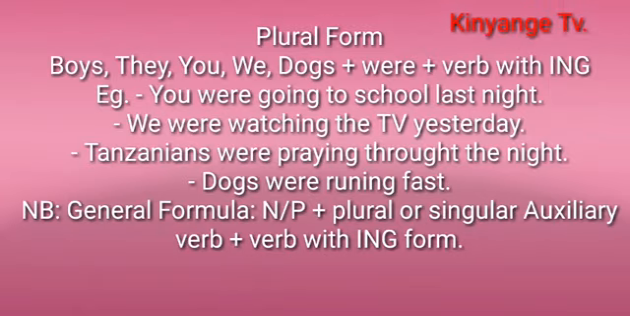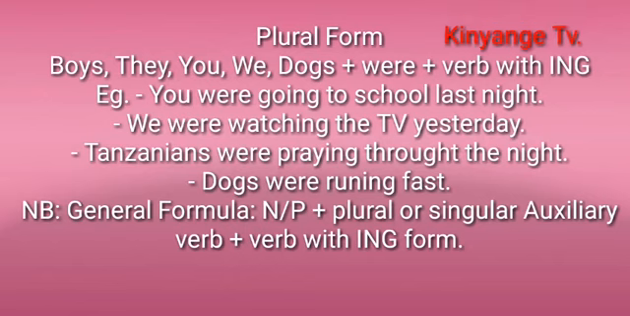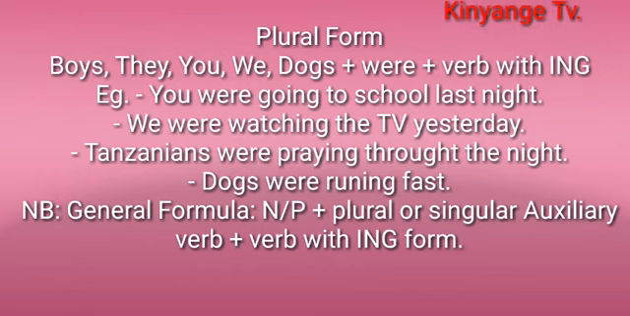Let us see now the plural form. The words boys, they, you, we, dogs, plus the auxiliary verb were, plus the verb with the ing form. For example, you were going to school last night. We were watching the TV yesterday. Tanzanians were playing through the night. Dogs were running fast.